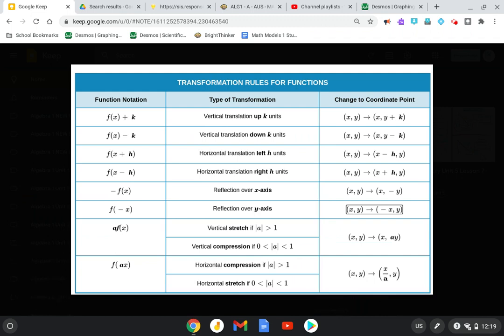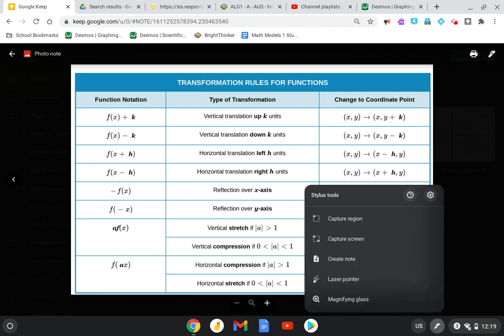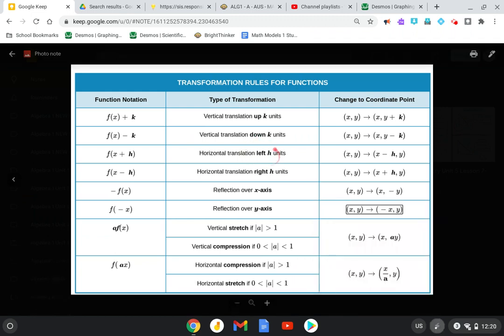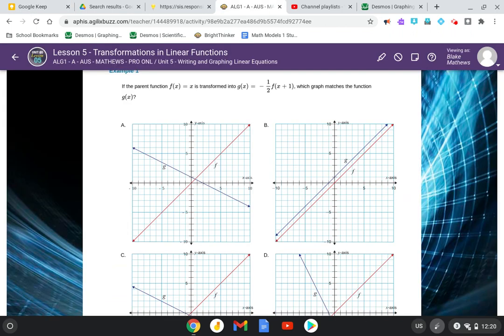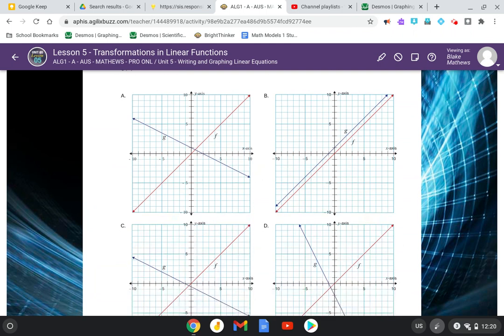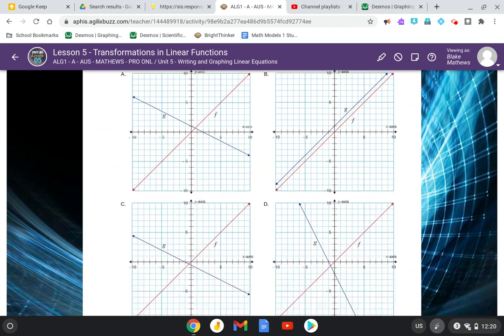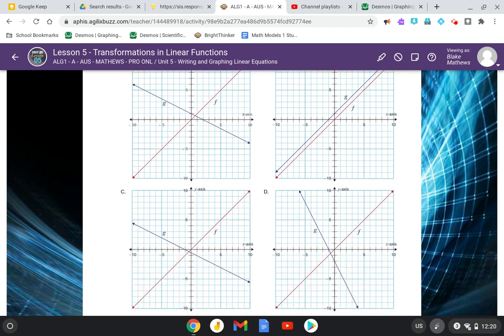Plus 1 on the inside is going to be to the left h units, so to the left. So we know that we're going to have a compression, a reflection, and to the left 1 unit. So we know it's not going to go the same direction. So it can't be B. It's going to go in a different direction. It's going to be shifted 1 unit to the left. I see this one is 1 to the left. This one is 1 to the left. This one is not. So it's not A, it's not B.